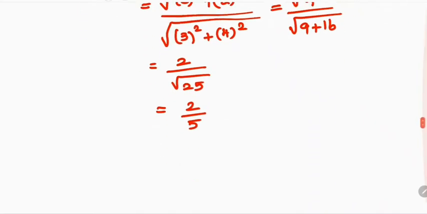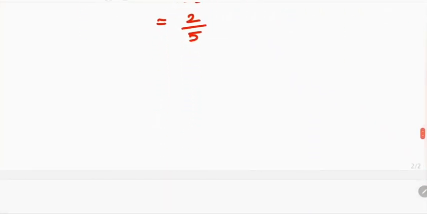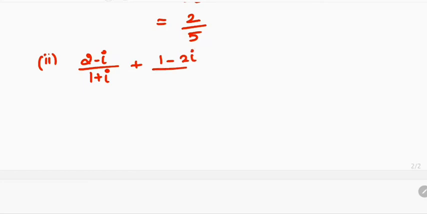Okay, so this is the modulus of the complex number given. So we are moving to the second subdivision. The problem given here in the second subdivision is (2 minus i) divided by (1 plus i) plus (1 minus 2i) divided by (1 minus i). So what we have to find? We have to find the modulus.